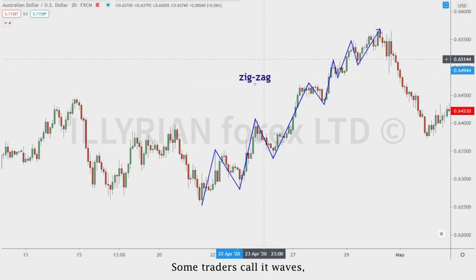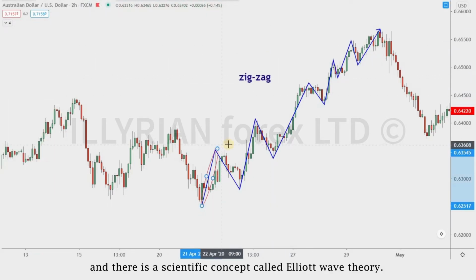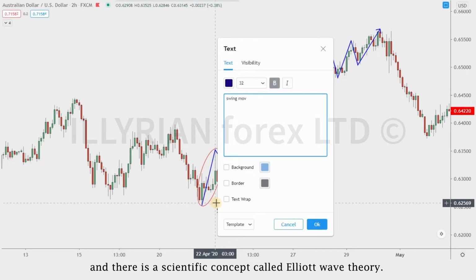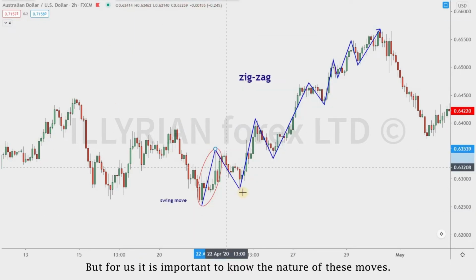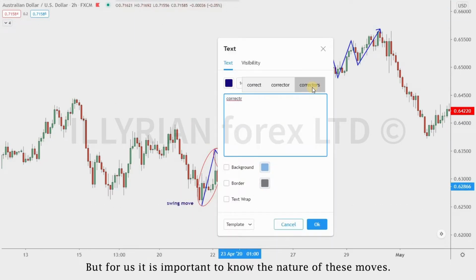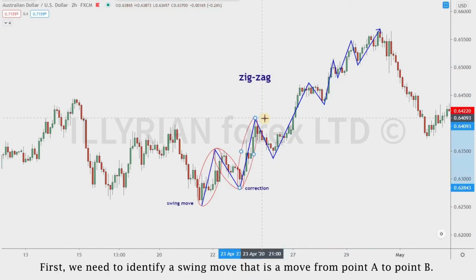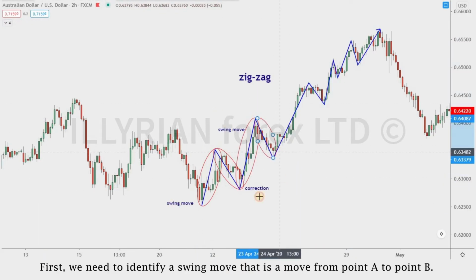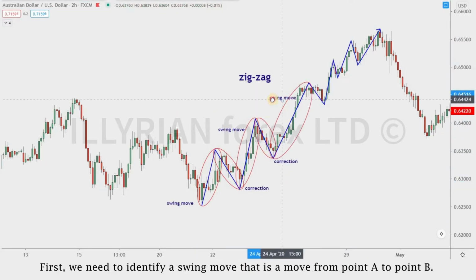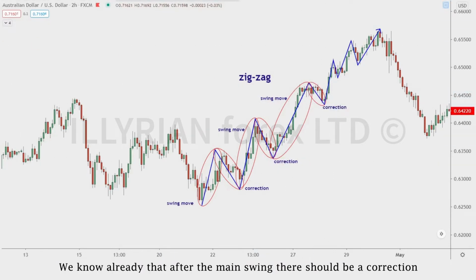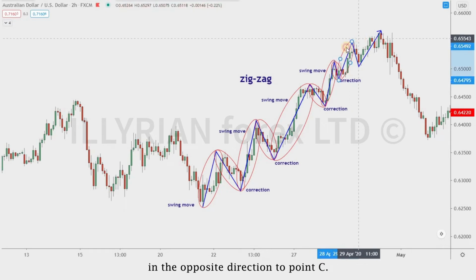Some traders call it waves, and there is a scientific concept called Elliott wave theory. But for us, it is important to know the nature of these moves. First, we need to identify a swing move that is a move from point A to point B. We know already that after the main swing there should be a correction in the opposite direction to point C.